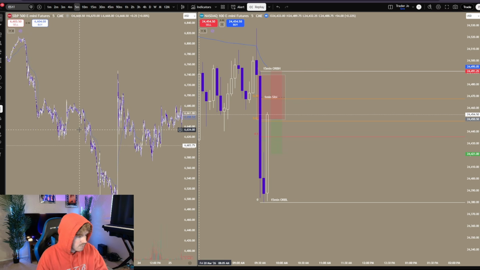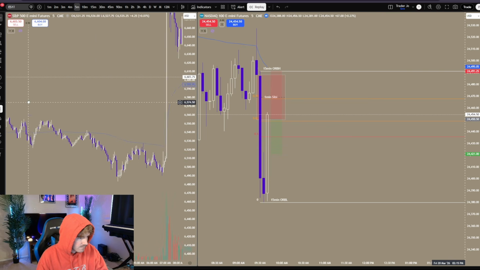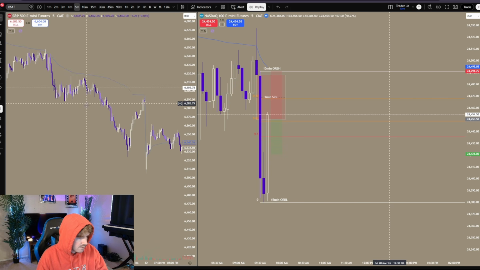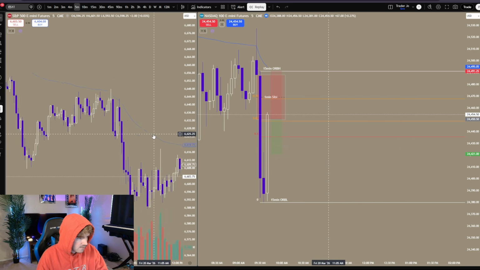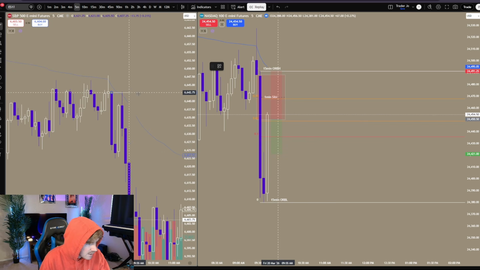Let me pull it up for you. Over here. Where is Friday? Okay, so right here, ES is actually coming up to the top of the ORB. So this is the ORB high on ES.